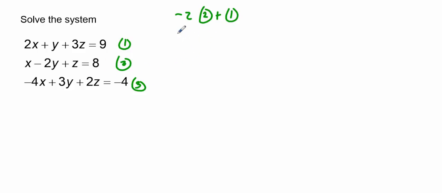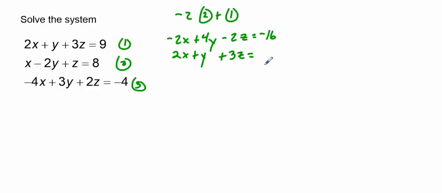So -2 times equation 2 is going to give me a -2x plus 4y minus 2z equals -16. Equation 1 is 2x plus y plus 3z is equal to, whoops, that's not plus 3z. Oh yeah, it is. Equal to 9. And those go away. This is 5y. This is z.